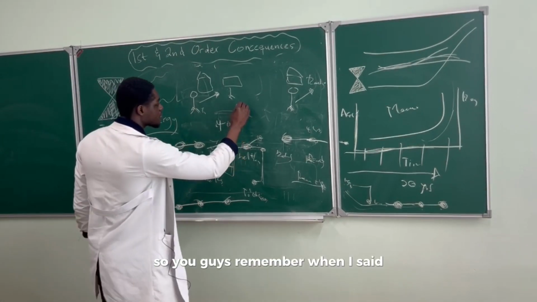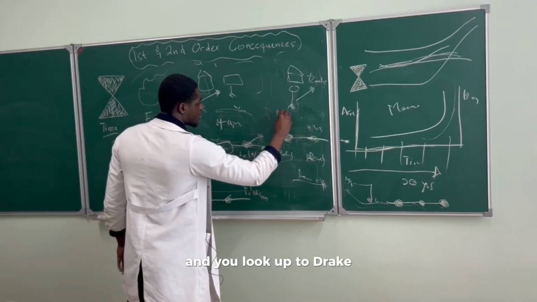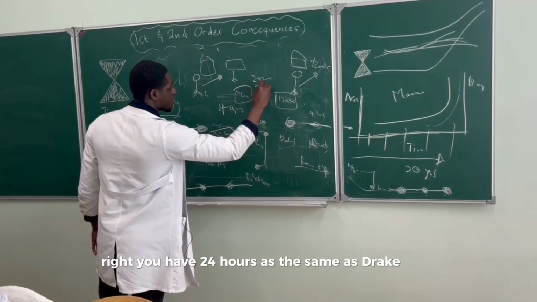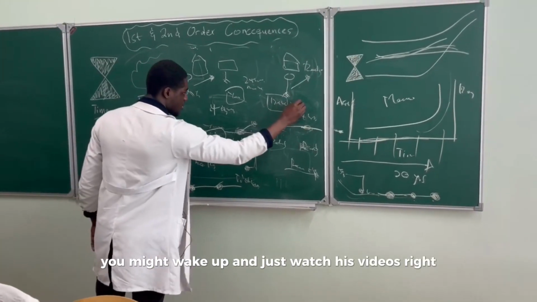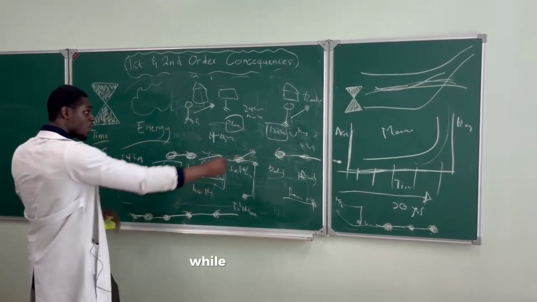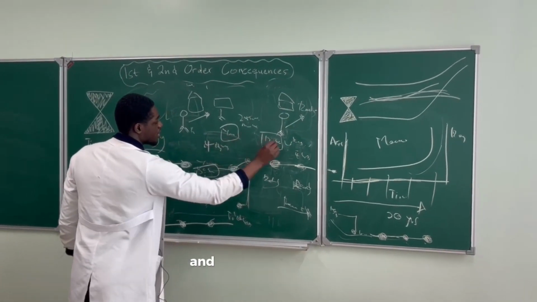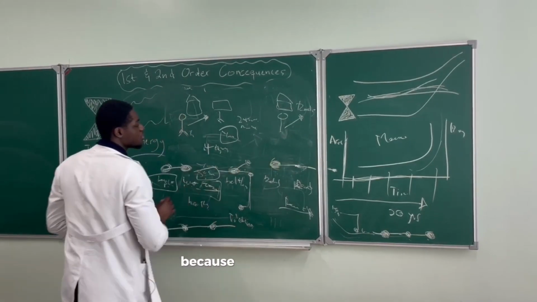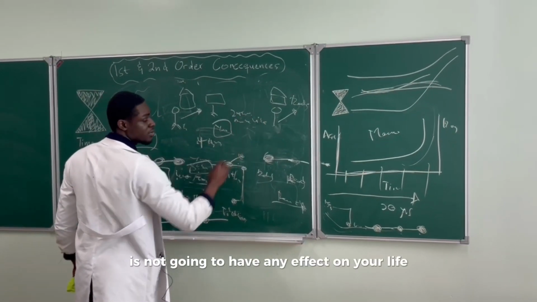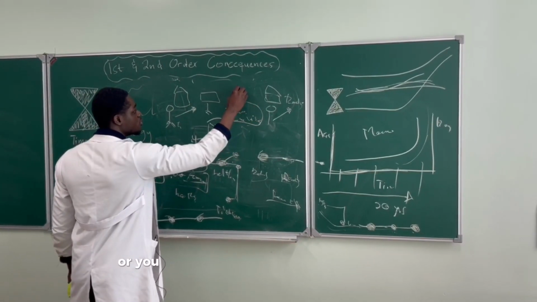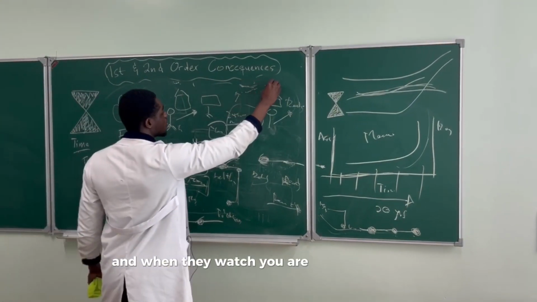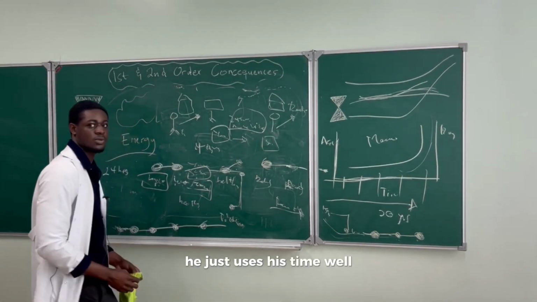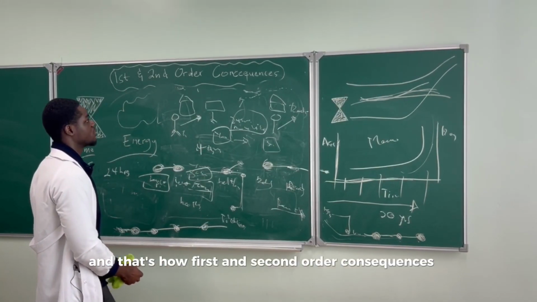So you guys remember when I said you might want to be a musician, right? And you look up to Drake, right? You have 24 hours, the same as Drake, right? You might wake up and just watch his videos, spend like 8 hours watching his videos, while Drake is out there making music videos for you to watch, and he's making money. And that's going to be a consequence, because just watching is not going to have any effect on your life. So either you watch their videos, or you make videos for other people to watch, and when they watch, you are going to get paid. So it's not like Drake is some kind of superhero. No, he just uses his time well. And that's how first and second order consequences work.